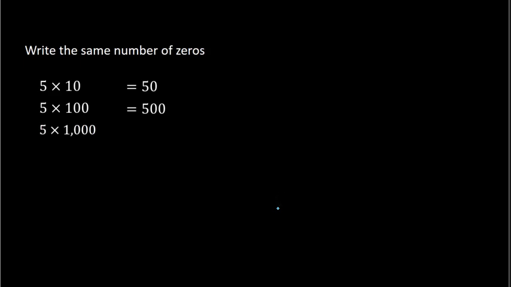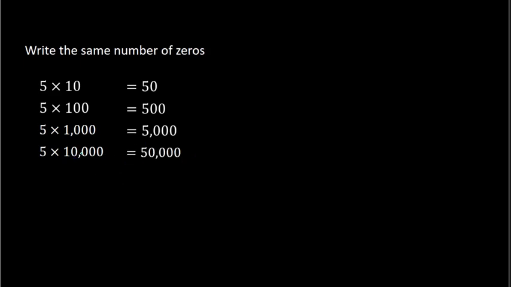Next we have 5 times 1,000. So again, we take the 5, and then we see we are multiplying by a 1 with 3 zeros. So we put 3 zeros at the end of the 5. So the answer for this would be 5,000. So we keep the pattern going, and if you did 5 times 10,000, you begin with the 5, and then we add 1, 2, 3, 4 zeros after that, and that's going to give us 50,000 as the solution.